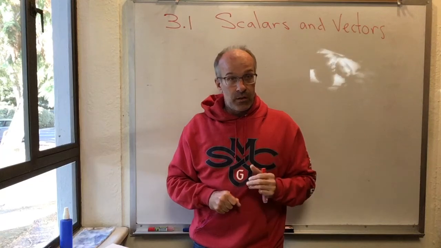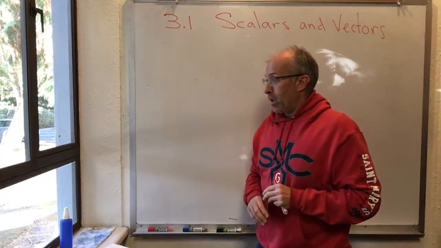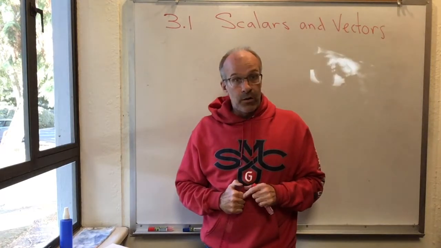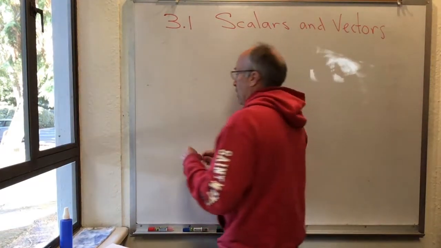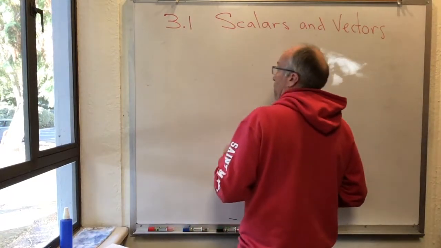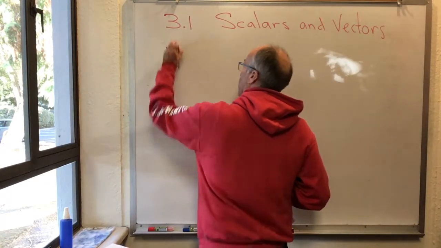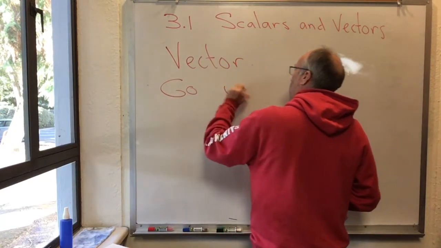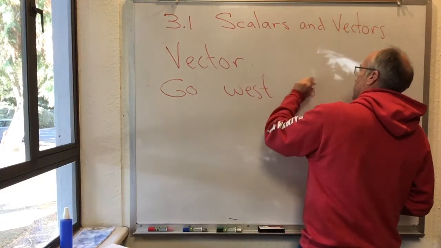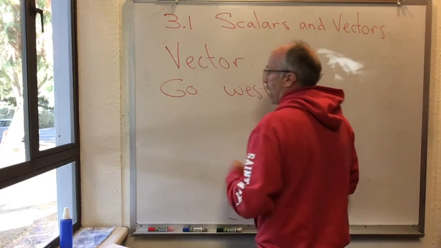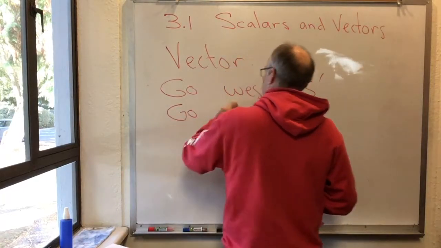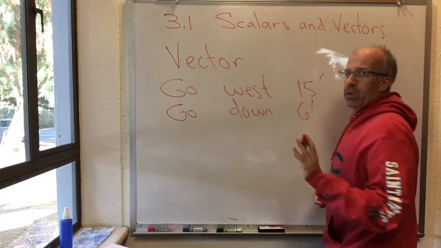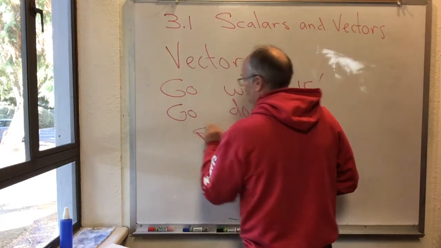And some interesting things are true. For example, going down 6 feet and then over 15 feet would also be a way to get to the treasure. So, this would be a great example of a vector: go west 15 feet. And another vector: go down 6 feet. And the way we draw these on the board is usually with arrows like that.